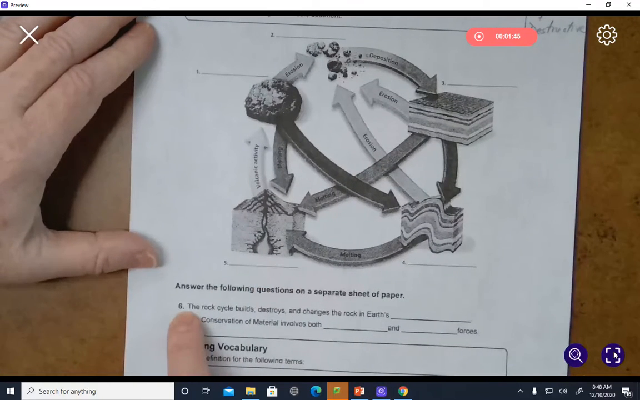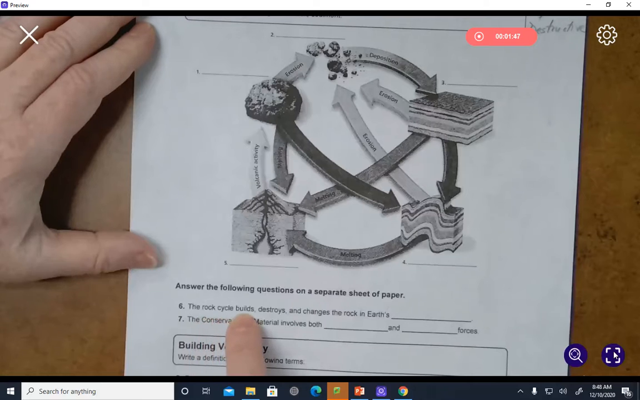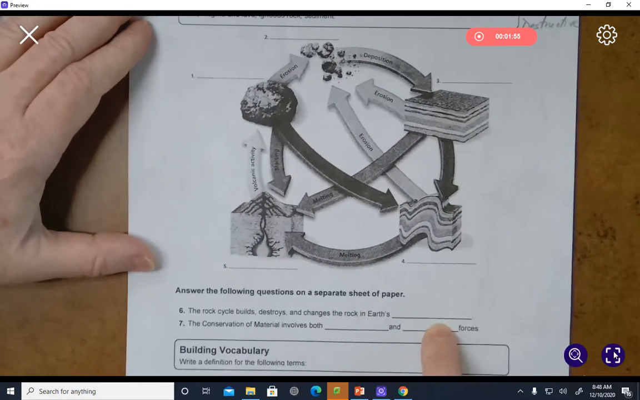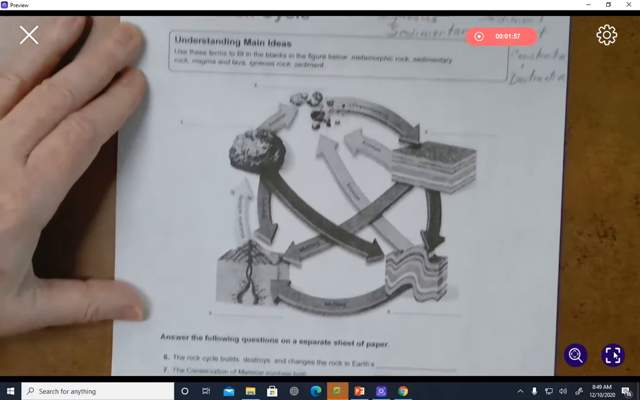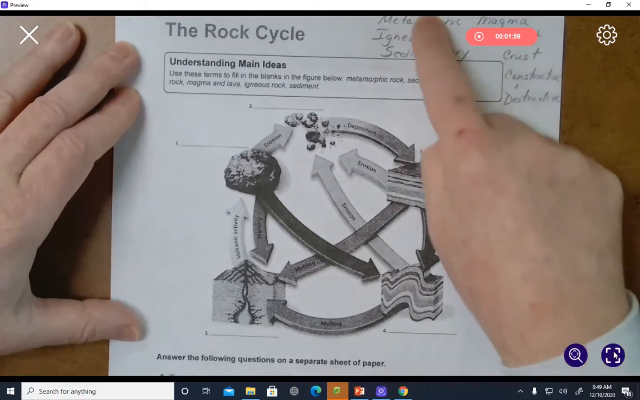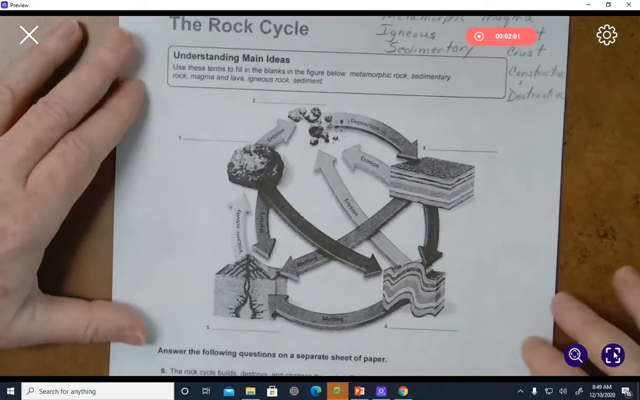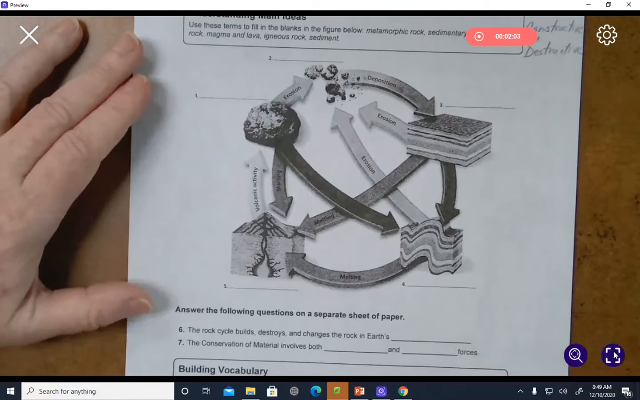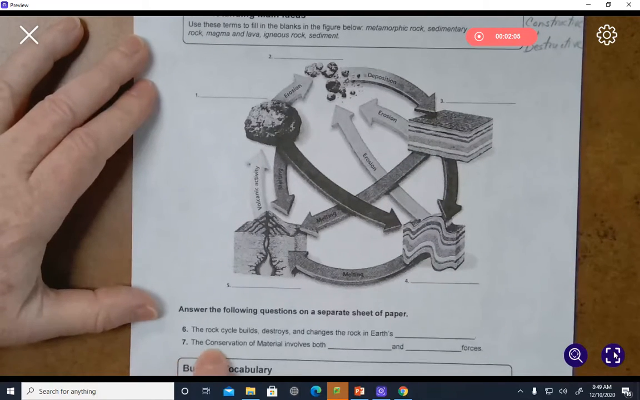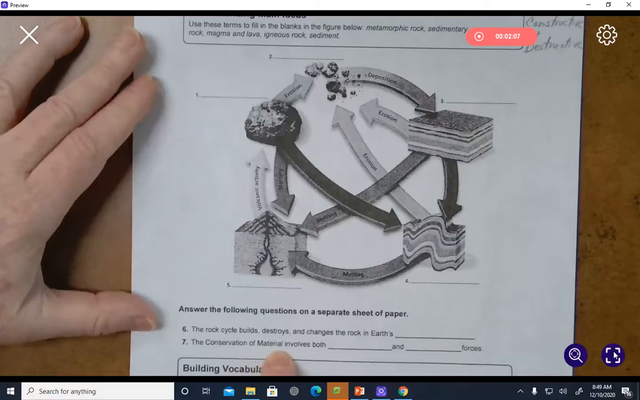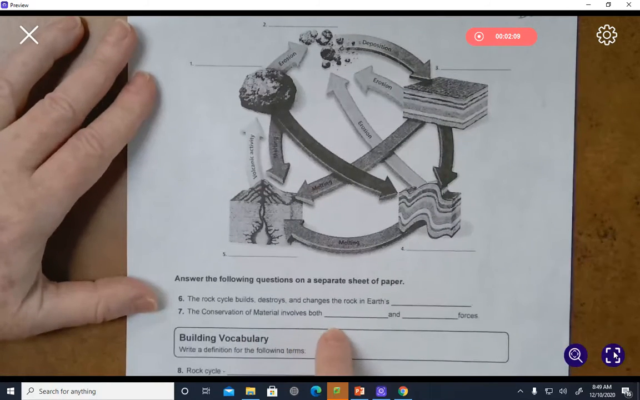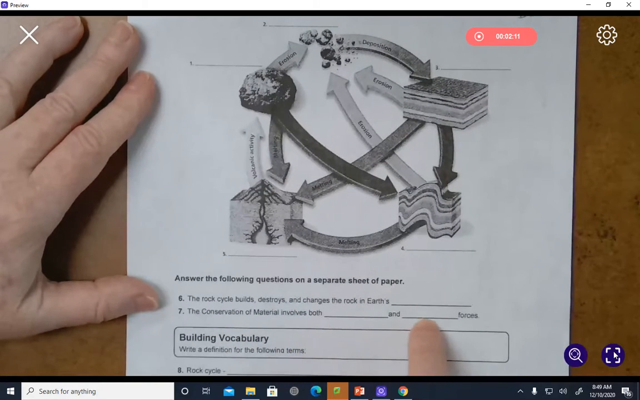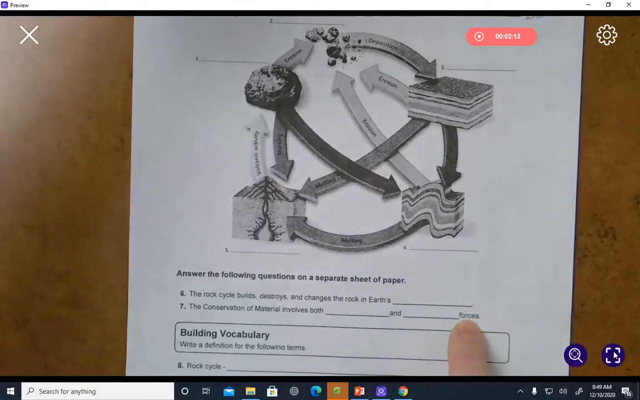Number 6, the rock cycle builds, destroys, and changes the rock in Earth's what? Okay, please remember you can go up and you can use one of these words, maybe if you cross them off as you use them. Number 7, the conservation of material involves both blank and blank forces.